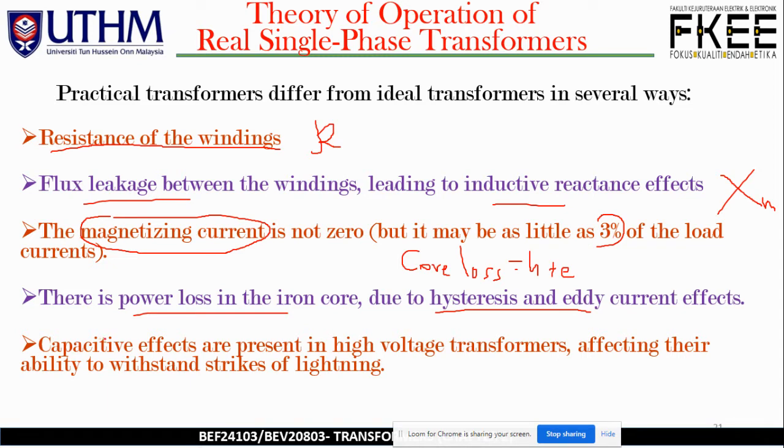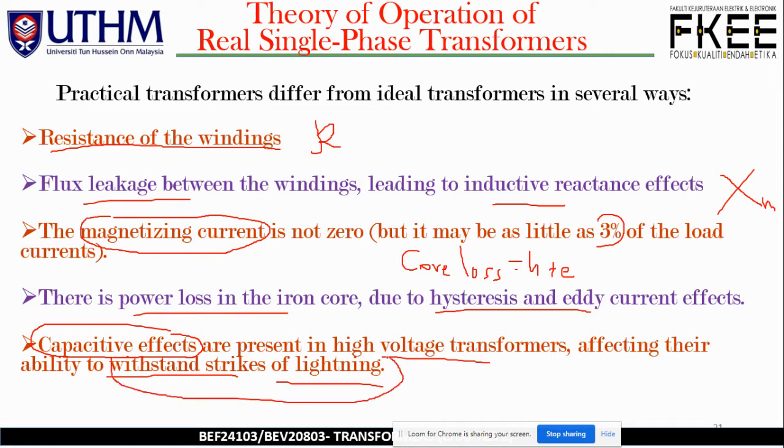And then the last part is that capacitive effects are present in high voltage transformers, affecting the ability to withstand strikes of lightning. Since the capacitive effects consist of high positive and negative charge, due to that the ability of the transformer to withstand lightning is very, very weak, in the sense that the transformer is at its lowest point of withstanding a lightning strike.